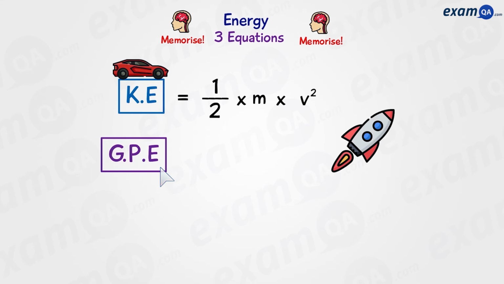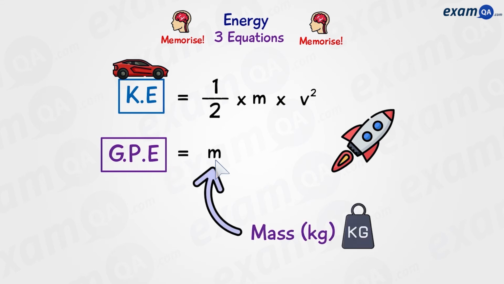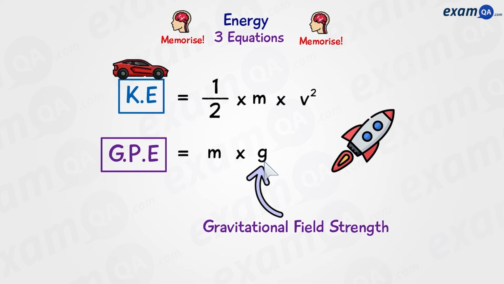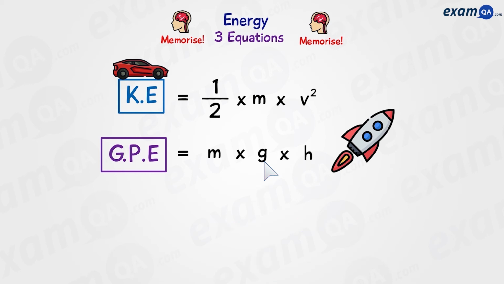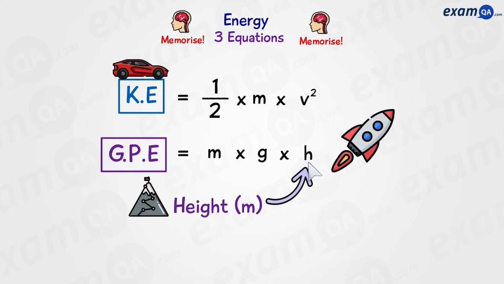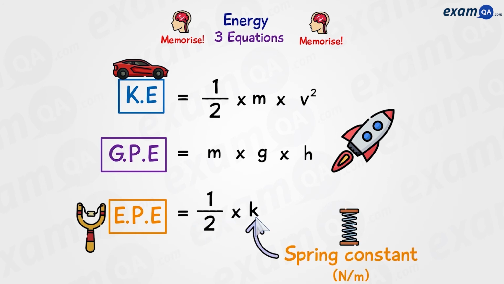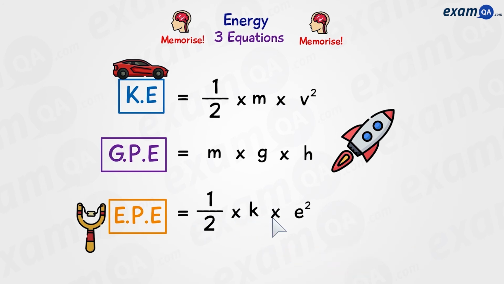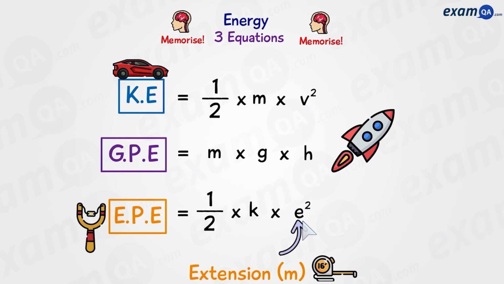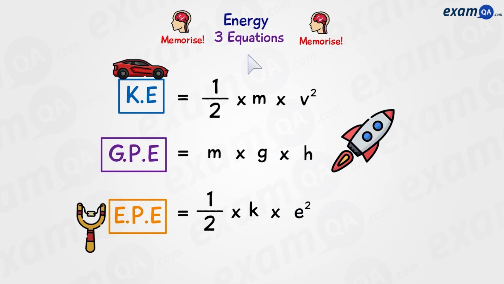Then for gravitational potential energy, we have m, which again is mass in kilograms, times g, which is the gravitational field strength of the planet the object is on. For example, on Earth, that will be 9.8. And finally, times that by h, which is the height or how high the object has risen. And for elastic potential energy, it's half times k, which is known as the spring constant, times e squared, where e is the extension in meters. So make sure that you memorize these 3 equations and apply them when working out different types of energy.